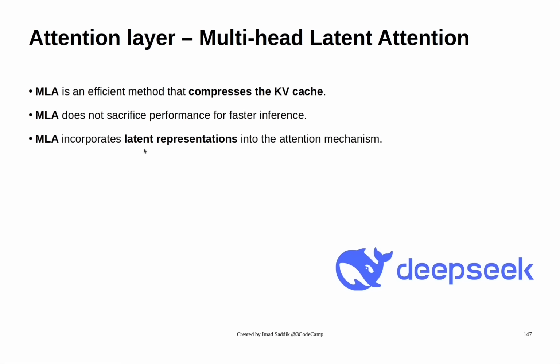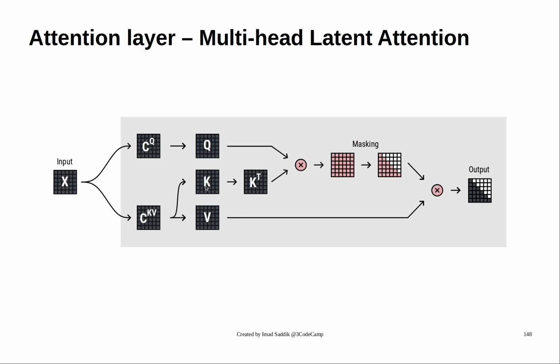MLA incorporates latent representations into the attention mechanism. We are going to see this in the implementation. Instead of directly projecting the input X into the three matrices, we are going to project it into a latent representation, and from that latent representation, which we can also call latent embeddings, we are going to generate our key, query, and value matrices. MLA is very fast compared to MHA. We are going to look at this in the inference speed test. Now let's see how this method is implemented.